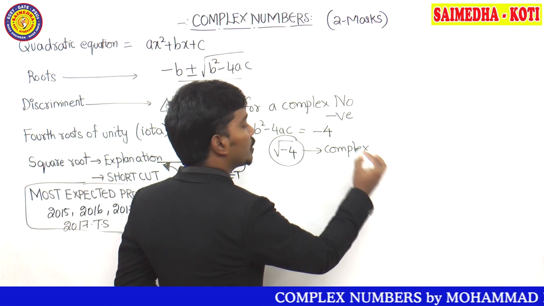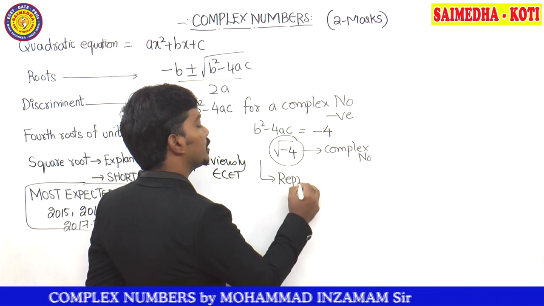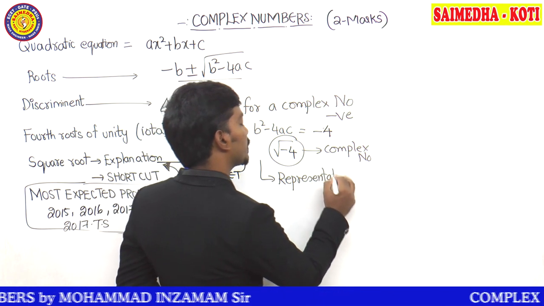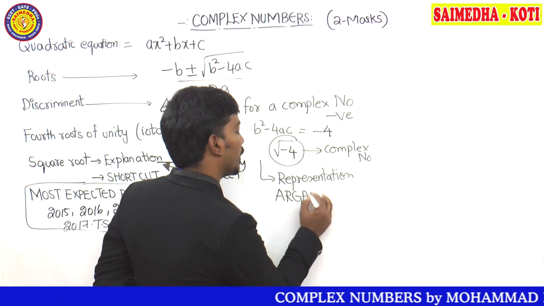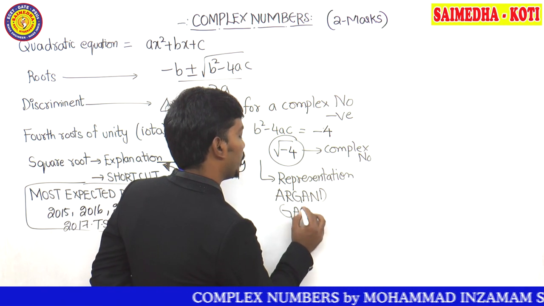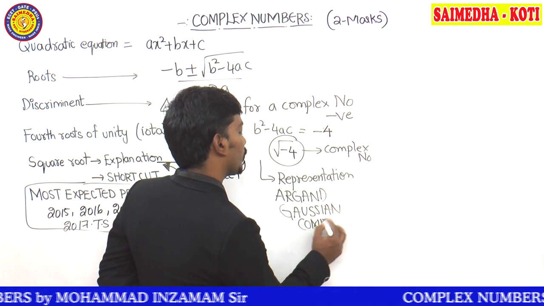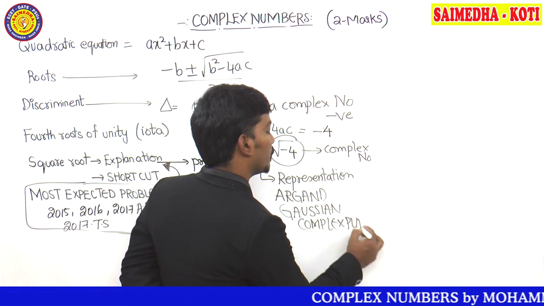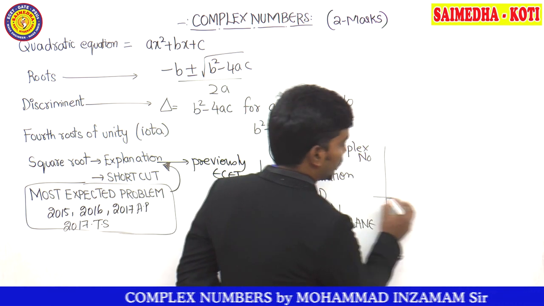Complex number. How is the complex number written? What is the representation of a complex number? It can be represented in a plane called the argand plane, Gaussian plane or complex plane also, you can remember, guys. We are going to see it in detail when we talk about the modulus as well as the amplitude form.